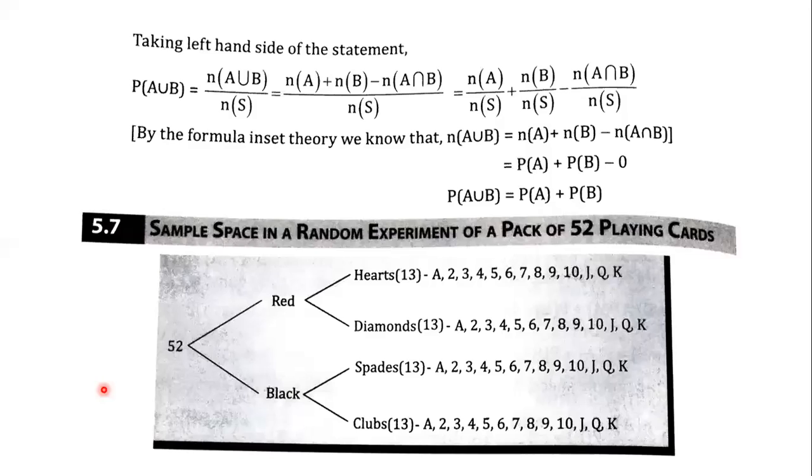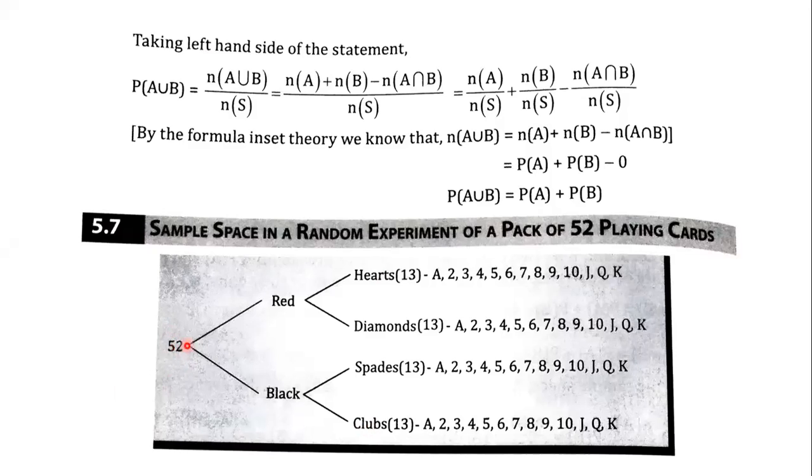Now, in the playing cards, you will have four major types. Now, why are we understanding this? Because you will have problems relating to all of these playing cards. Okay. So, total number of cards will be 52. In these total number of cards, you will have two divisions.